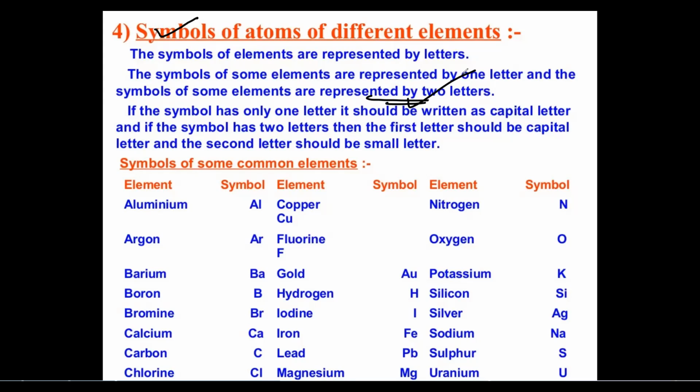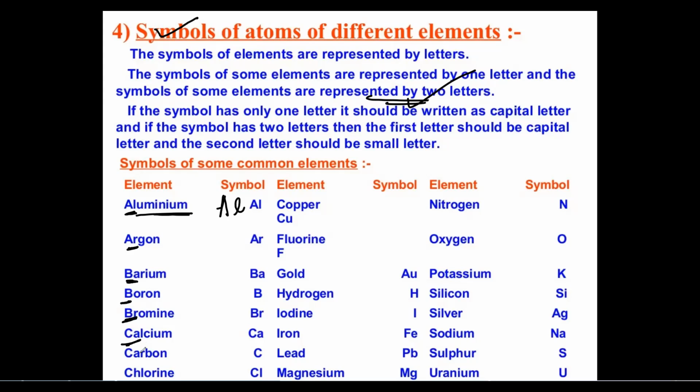If a symbol has only one letter, then it should be written in a capital letter. If it has two letters, one will be capital, and the other one will be small. The preceding one will be a capital and the following one a small one. If you take aluminium, it has A capital, l small: Al. Argon, Ar. Barium, Ba. Boron is B. We don't take Bo because Bo doesn't exist.